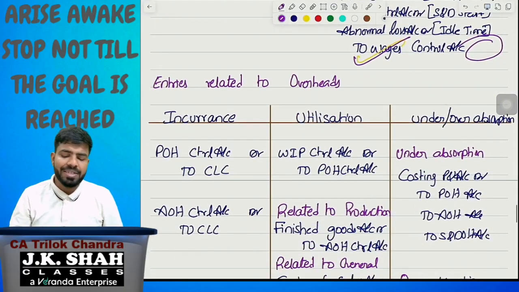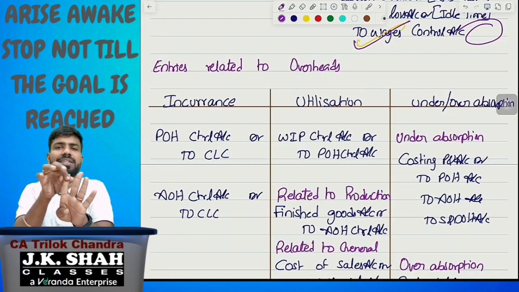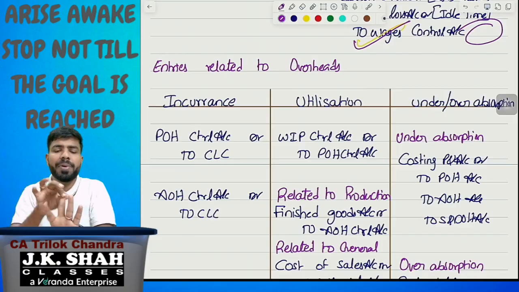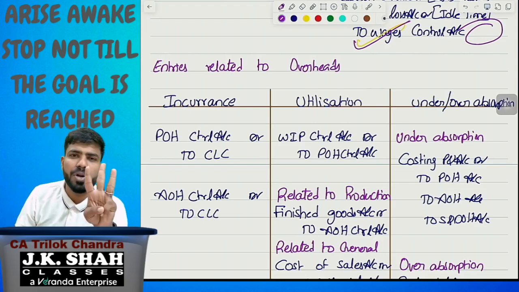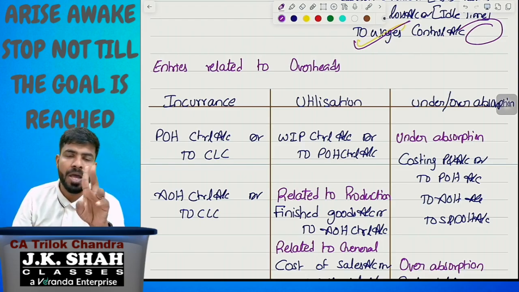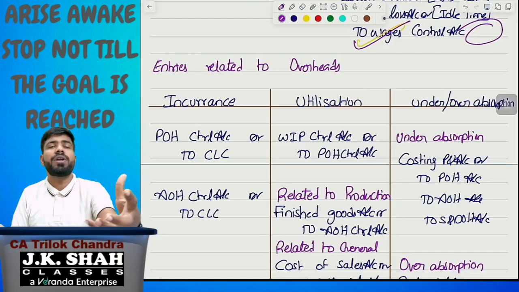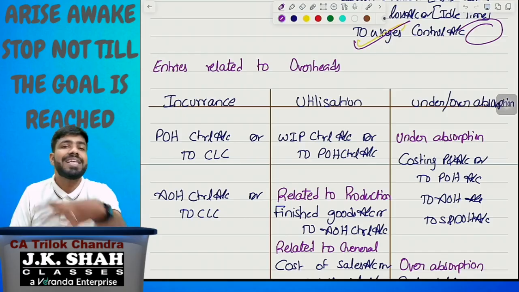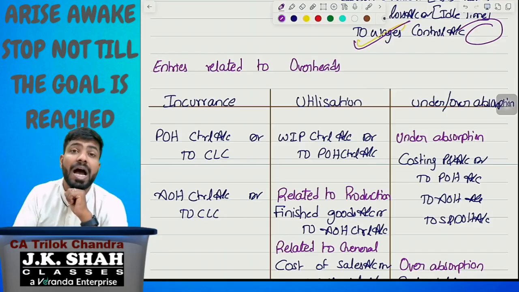Now, let's come to the entries related to overhead. Please understand, in non-integrated system, we classify entries into 4 categories: entries related to material, entries related to labor, entries related to overheads, and closure entries. Now let us understand entries related to overheads. There are 3 types of overheads: production overhead, administration overhead, selling and distribution overhead. Production overhead, incurrence of the production overhead. What is the entry? Production overhead control account debit to CLC account.